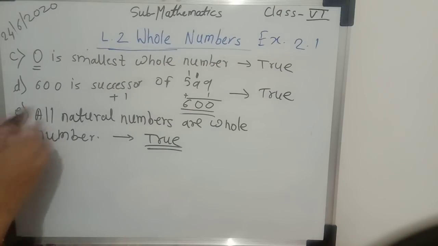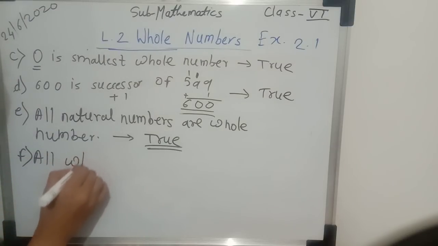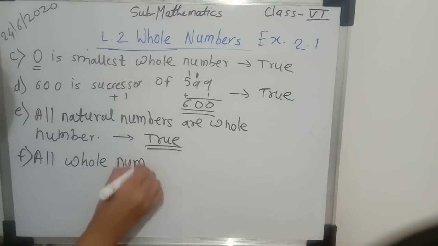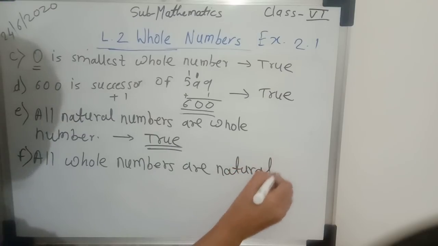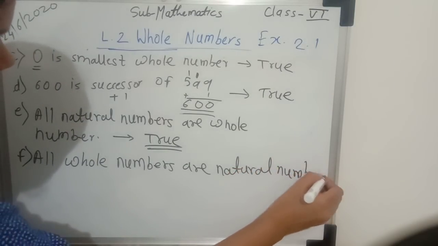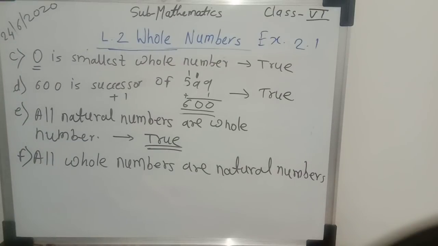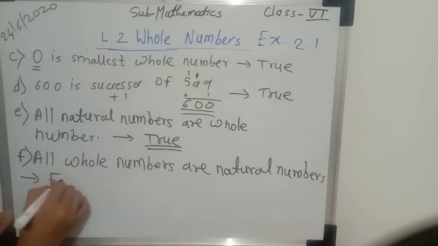Now the next statement is exactly opposite to the previous statement: all whole numbers are natural numbers. In the last session we saw the difference between natural numbers and whole numbers. In whole numbers, natural numbers are there, but in natural numbers, 0 is not there. But in whole numbers, 0 is there, and that's why all whole numbers are not natural numbers. So here, this statement is false.